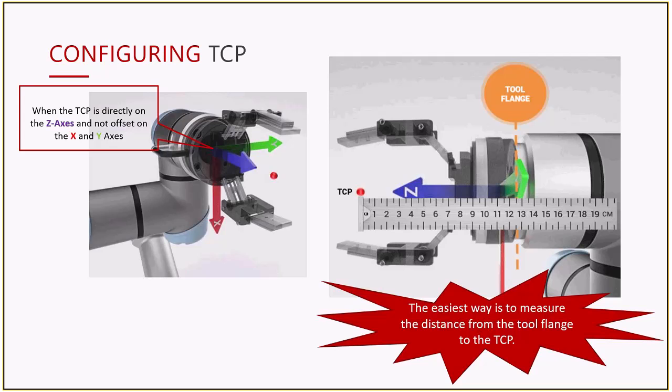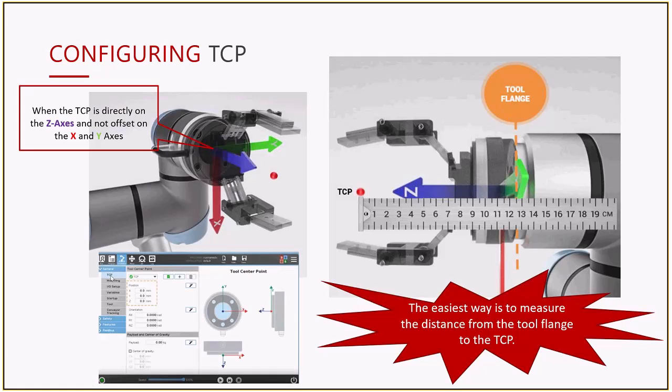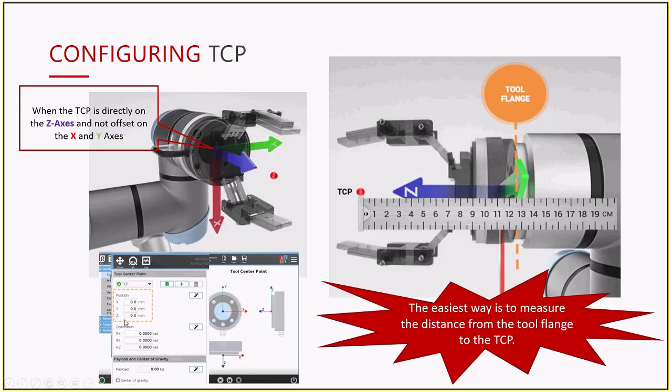By measuring that distance, you can put it in, and in this case it is about 12.5 centimeters, and it's always in millimeters that you have to put it in the program. That's actually the easiest way when it's straight on the z-axis. Then you go there and fill out the amount of that TCP in your Z position, in millimeters again.